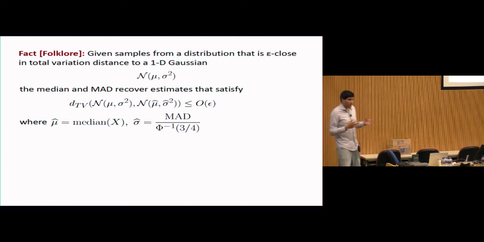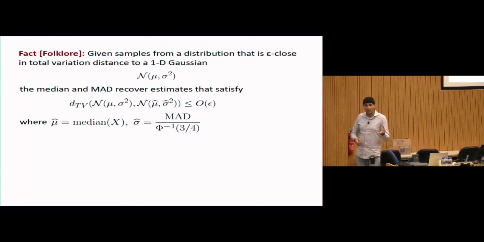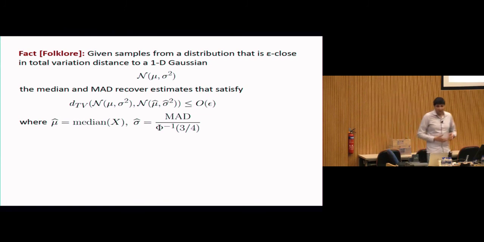So this is the best of all possible worlds because it's provably robust. If you started off being epsilon close to being Gaussian, you would end up like 3 epsilon close to that Gaussian. It's computationally efficient because you just have to compute the median and the median absolute deviation. And it's also sample complexity efficient. In fact, it requires the information theoretically minimum number of samples.